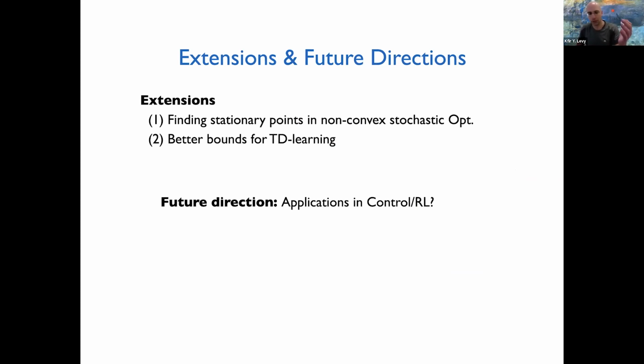What I've shown you so far applies to stochastic convex optimization, to convex problems, but we actually extend this also to non-convex problems with Markovian data, and we also give an extension to TD learning in RL. One of the natural future directions is to find applications in control and RL of this combination between multi-level Monte Carlo estimates and adaptive methods.